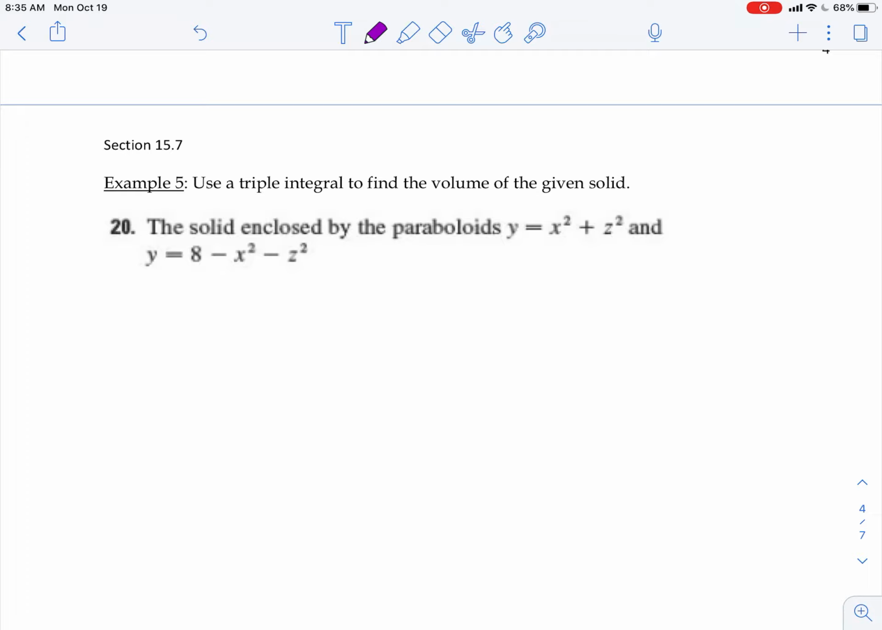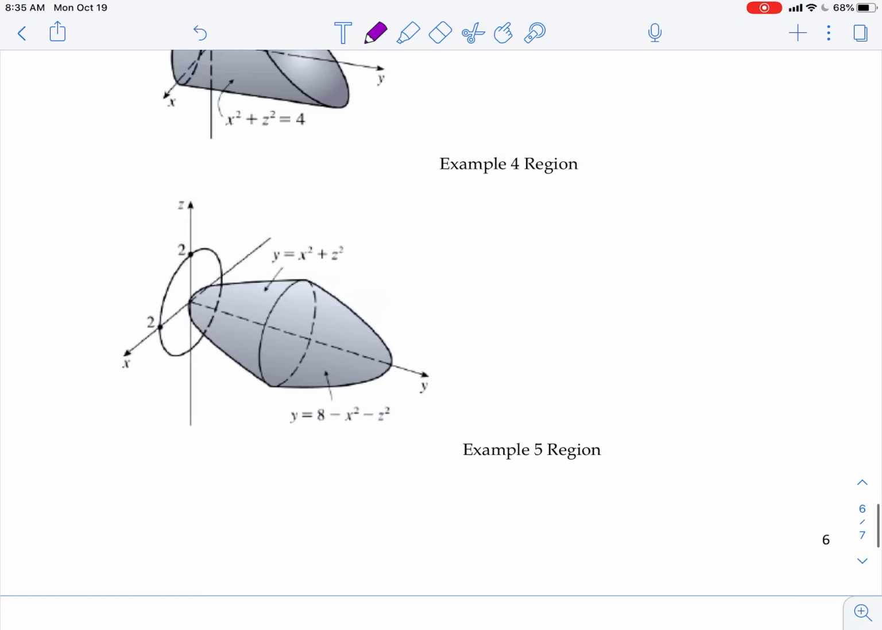All right, so let's go ahead and look at 20. We want to find the volume of the solid enclosed by the paraboloids y equals x squared plus z squared and y equals 8 minus x squared minus z squared. So here we have the region that's enclosed by the two paraboloids, and here you have basically the shape of our object, and we want to find the volume of this object.